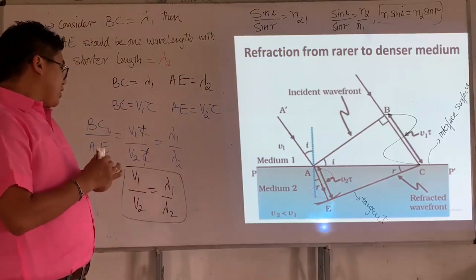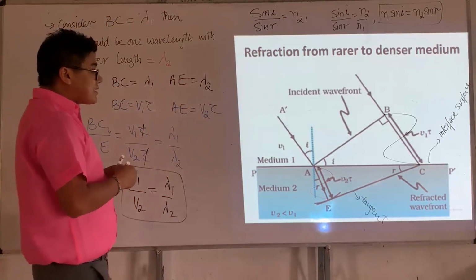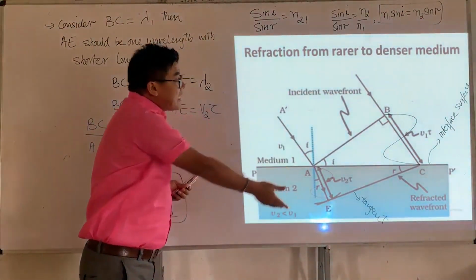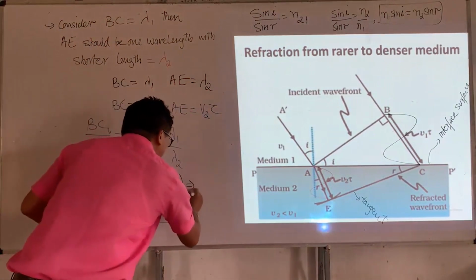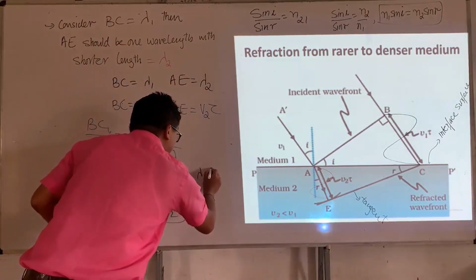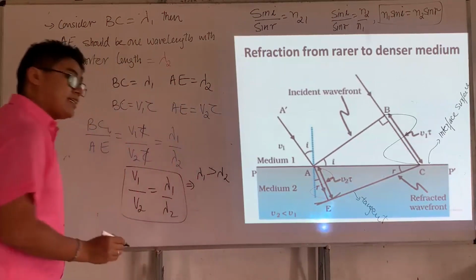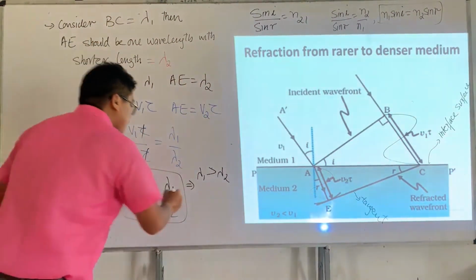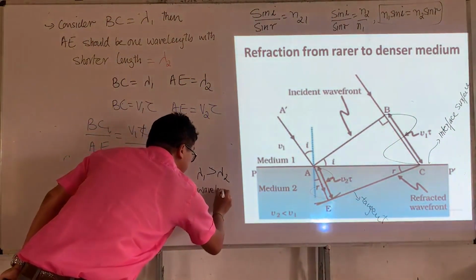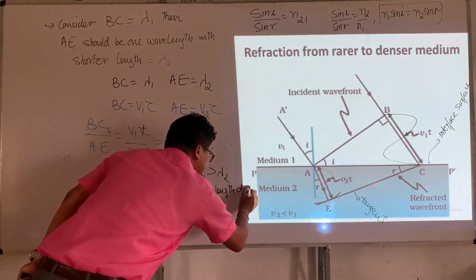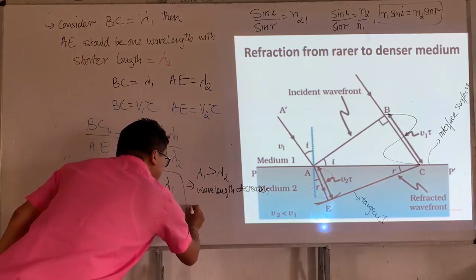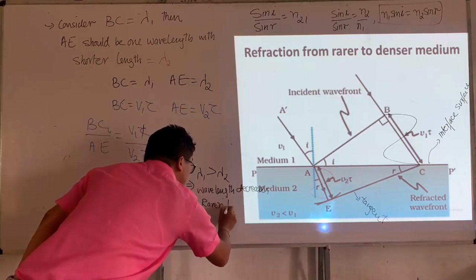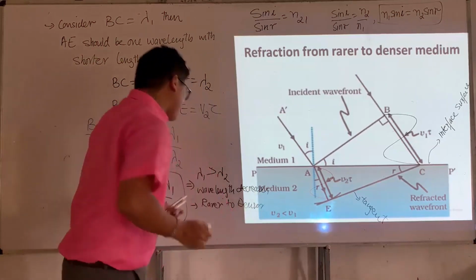So this is true, right? That means the wavelength becomes shorter when light goes into a denser medium. This implies that lambda 1 is more than lambda 2. So when light enters a denser medium, wavelength is going to decrease. Wavelength decreases as light goes from rarer to denser.